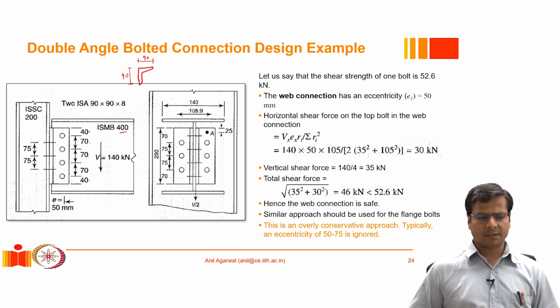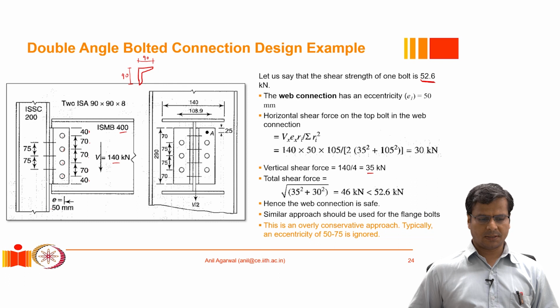If there was no eccentricity, we would have calculated the force demand on each bolt as follows. The demand on each bolt can be calculated as 140 divided by 4. So that is 35 kilonewton, right? It seems like the capacity is governed by the bearing strength of the plate, and therefore only 4 need to be counted. So 35 kilonewton is the shear force demand on a single bolt.